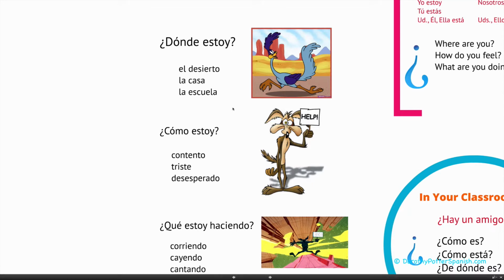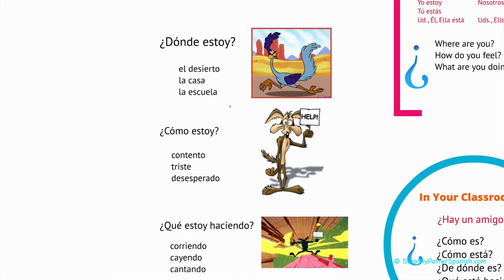Now you might use usted with Roadrunner. After all, you don't know him. Can you say, you are in the desert? That's right. Usted está en el desierto. Repita. Usted está en el desierto.